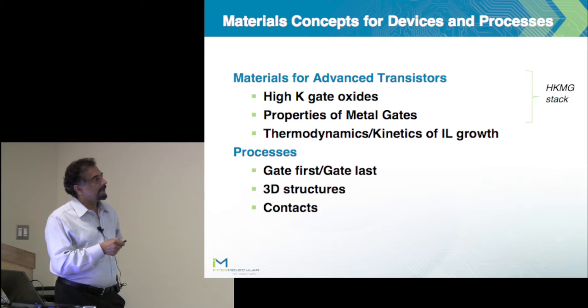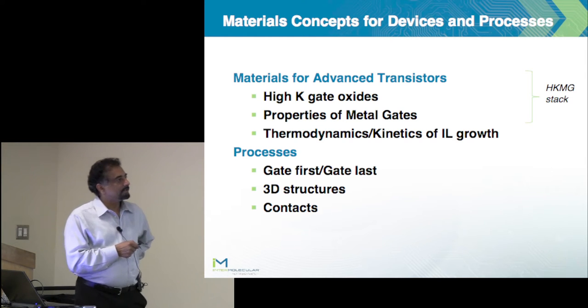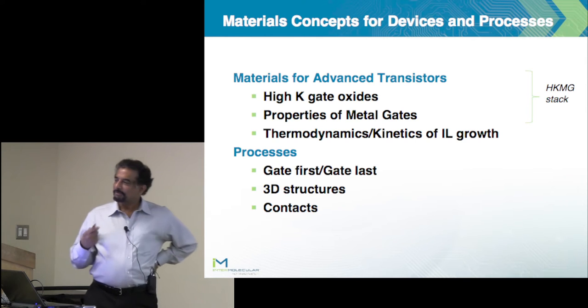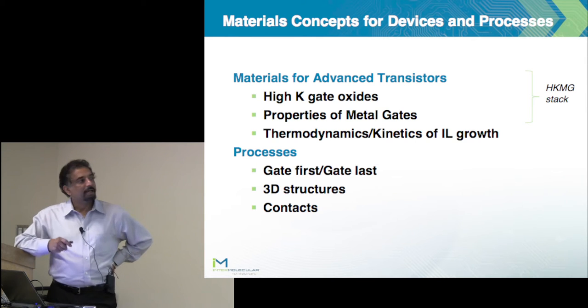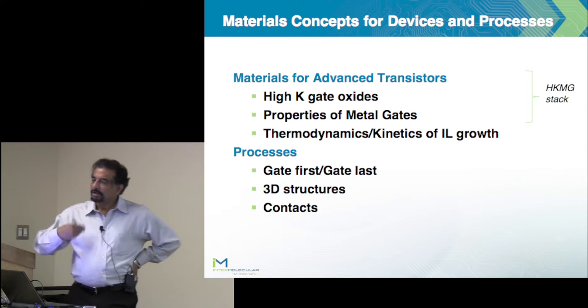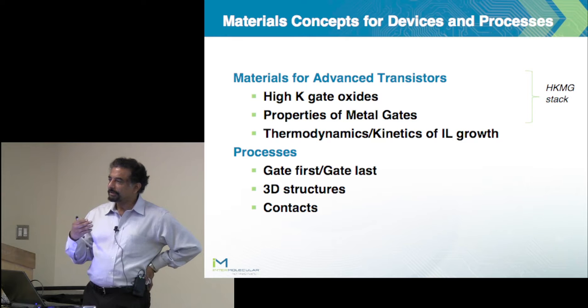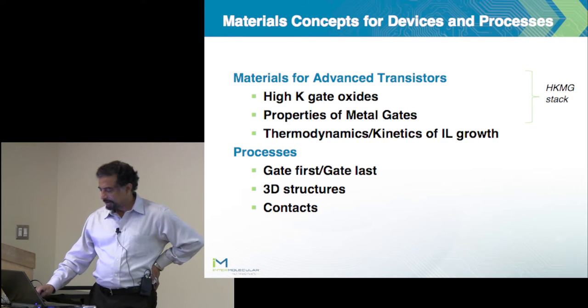So I'll talk about high K gate oxides. I'll talk about some properties of the metal gates, and to illustrate some of what I was talking about, thermodynamics and kinetics, I want to talk about the interlayer growth that occurs in some of this. Then we'll talk about some of the processes, gate first, gate last, 3D structures and contacts, to illustrate how we use materials to achieve a certain electrical property that is needed.